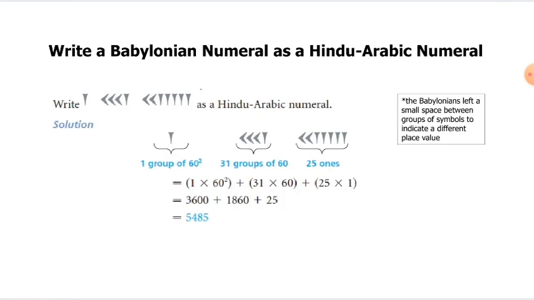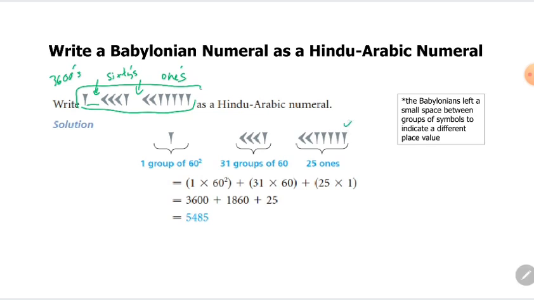When you see spaces, don't add all of them together, since there are spaces in between them. The spaces indicate their place value. So here are the ones, here are the 60s, here are the 3,600s. Okay, that's how you will get the value in Hindu-Arabic.